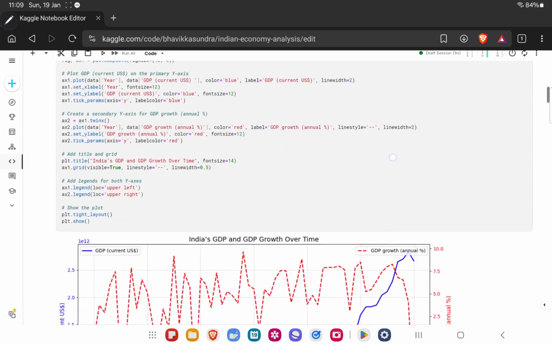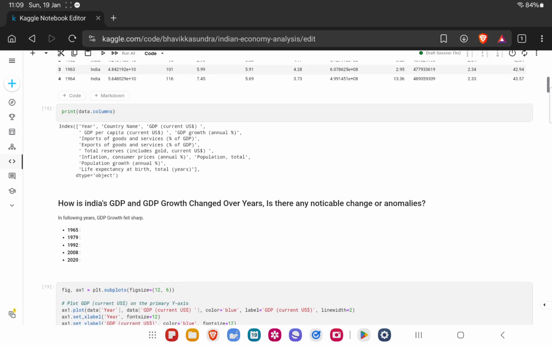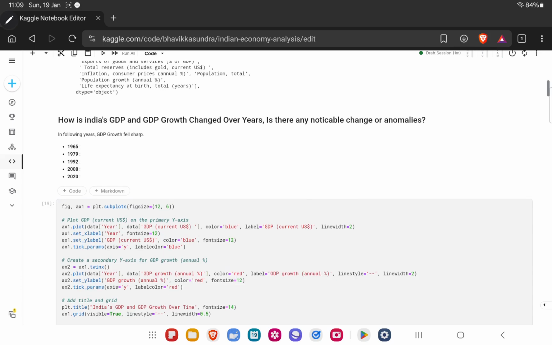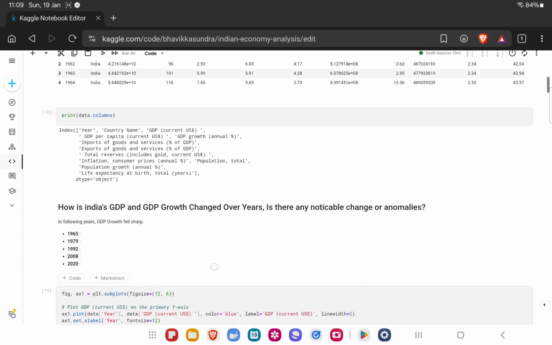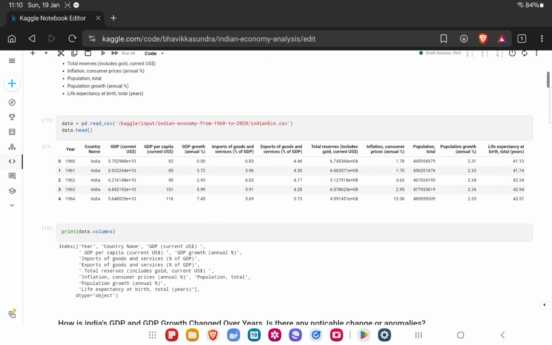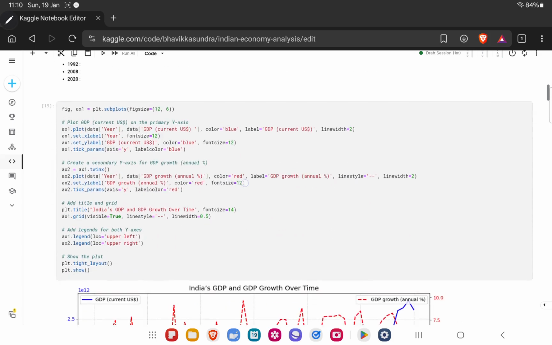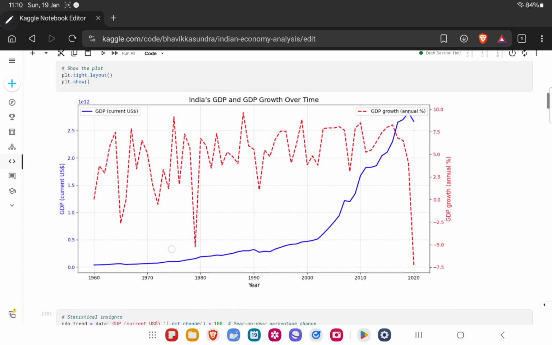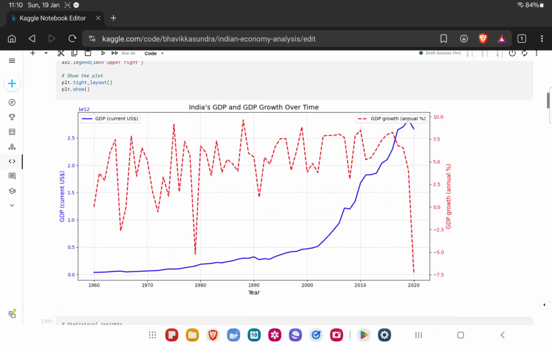These are the columns. For answering the first question, how do India's GDP and GDP growth change over the years, and is there any noticeable change or anomalies, I've tried to plot these two, India's GDP and GDP growth. These are column numbers 1, 2, 3 and column number 5. I tried to plot that onto this line graph, because this is time series data from 1960 to 2020, so we need to analyze this over the time frame.